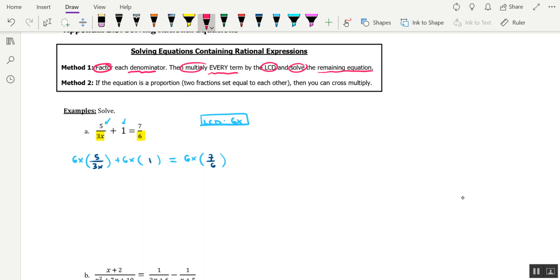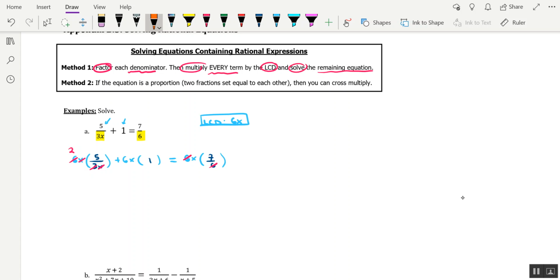With our first fraction on the left-hand side, the 3 will reduce the 6 to a 2. The x's will divide out, and we'd be left over with 2 times 5. With the second term on the left-hand side, that just requires direct multiplication. On the right-hand side, the 6's will divide each other out.